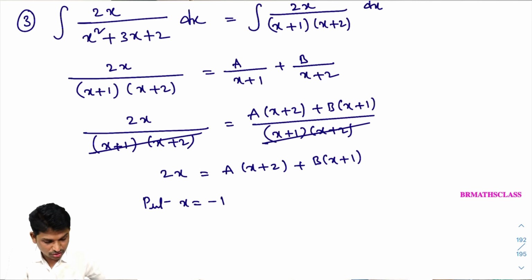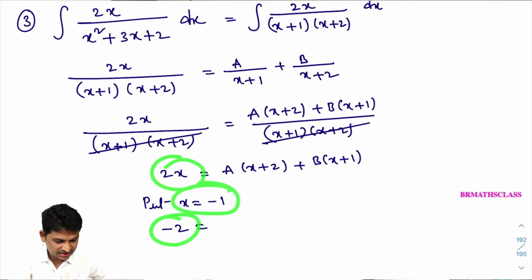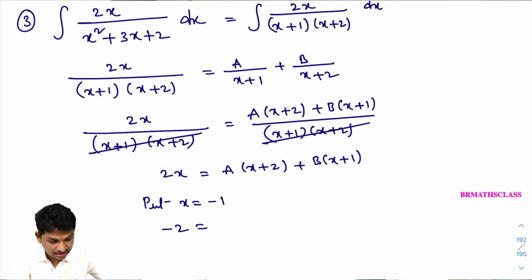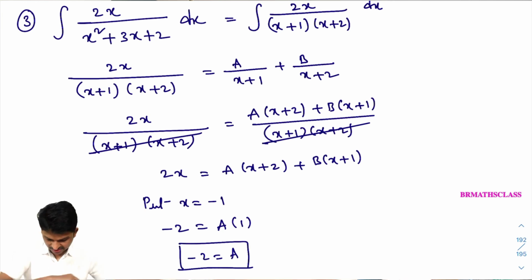Put x equal to minus 1 in this. When I put x equal to minus 1, 2 into minus 1 is minus 2. Left hand side minus 2 equal to a into, putting x equal to minus 1, minus 1 plus 2 is 1. So what did you get here? You got the a value is minus 2. I got a value minus 2.